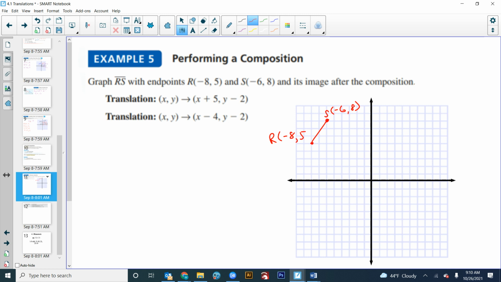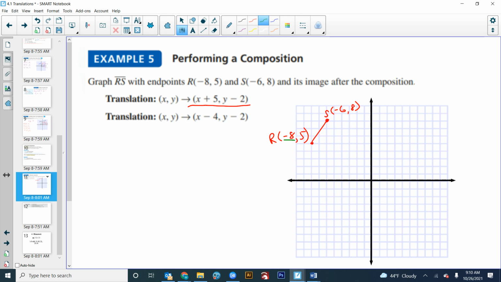Now, I'm not going to ask you to write this with a vector in its component form. You could. It would be <5, -2>, wouldn't it? But we're just going to use the rule to find our new point. So here we go. I'm going to do S first. Nope, I lied. I'm going to do R first. R, then S. R, I'm going to take -8, and it tells me to move +5.